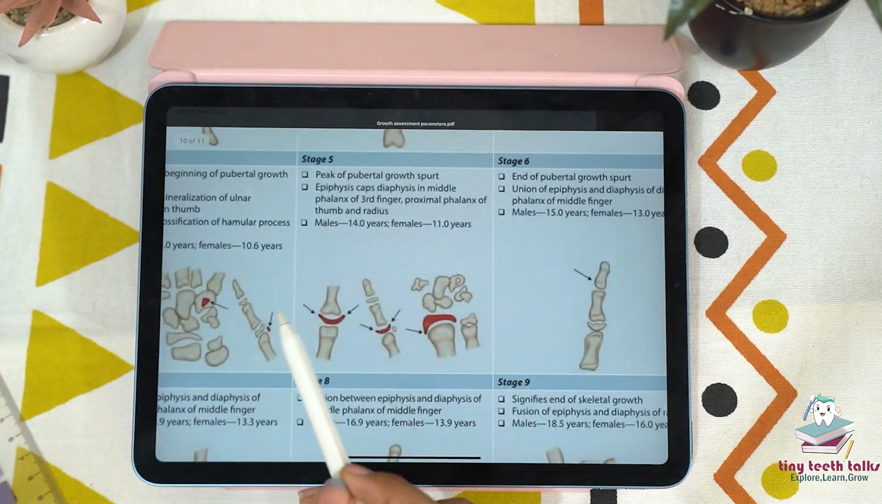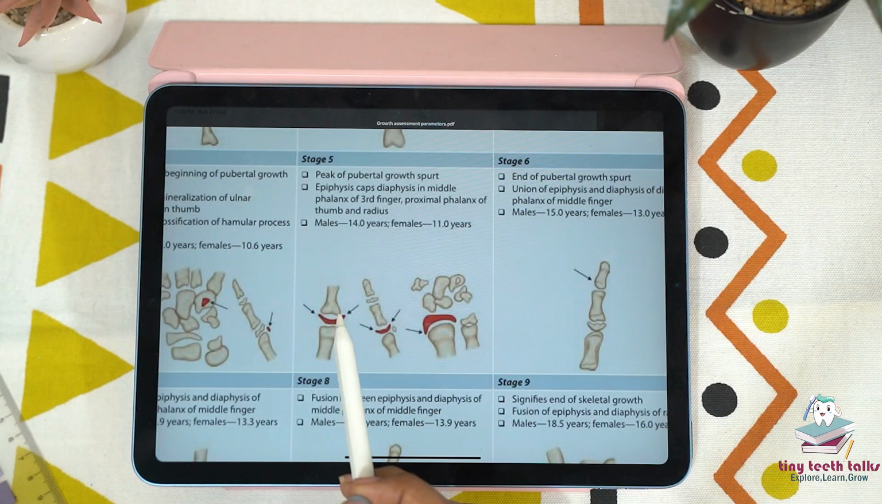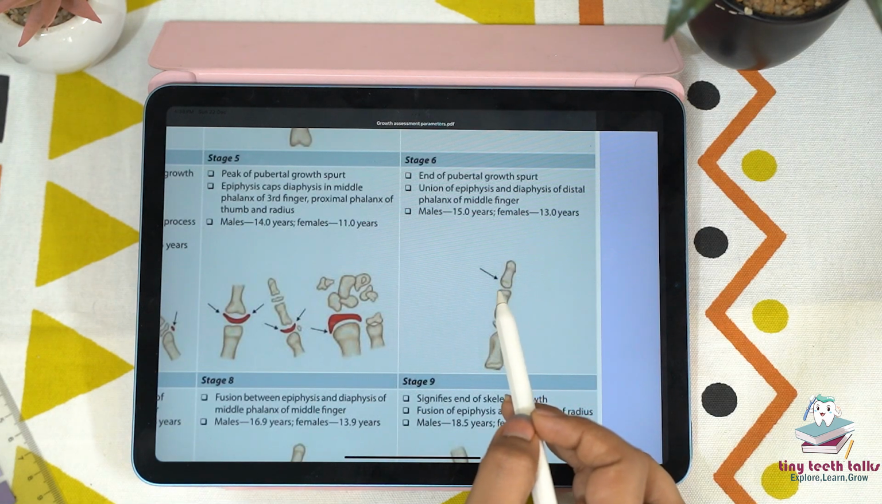In stage 5 the epiphysis caps the diaphysis in the middle phalanx of the third finger, the proximal phalanx of the thumb and the radius. For that stage, the age of the male is 14 years and female 11 years. So it is a distal phalanx.